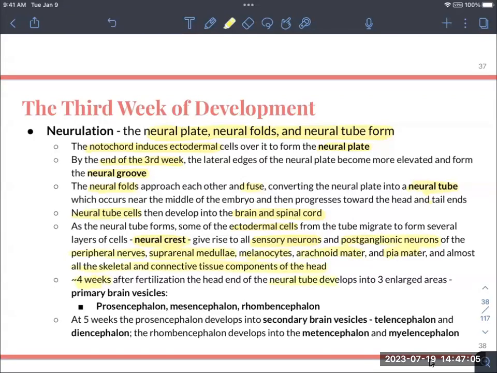Still approximately 4 weeks. We have that neural tube that gives us that prosencephalon, mesencephalon, and that rhombencephalon. 5 weeks. That prosencephalon develops into that telencephalon and diencephalon. That rhombencephalon is going to turn into that metencephalon and myelencephalon.